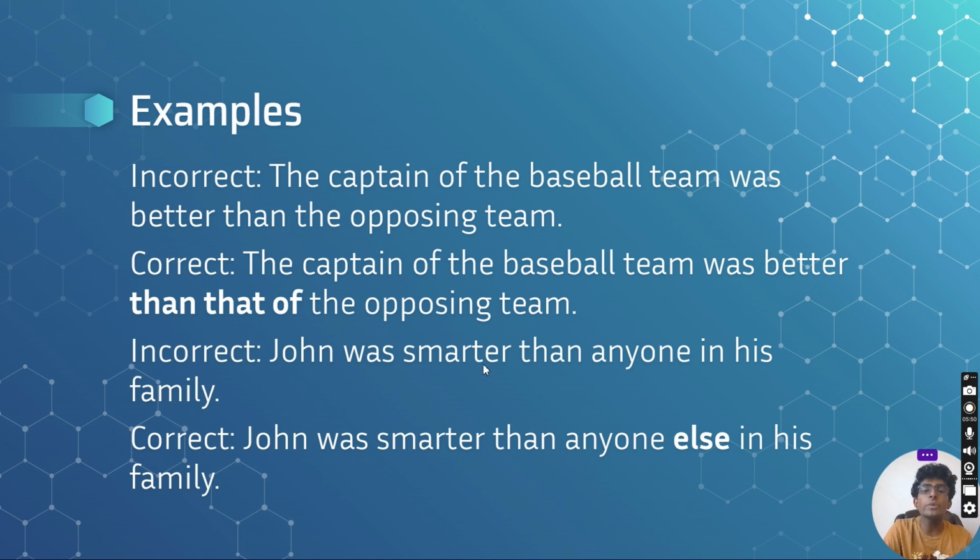Another example, John was smarter than anyone in his family. So saying anyone in his family also includes himself. So is John smarter than John? Not in this case. So we're saying John was smarter than anyone else in his family. So that way we're comparing John to everyone else, which makes sense since we're using smarter.